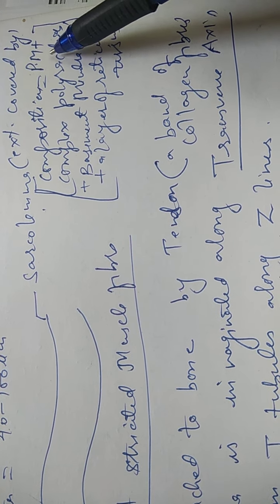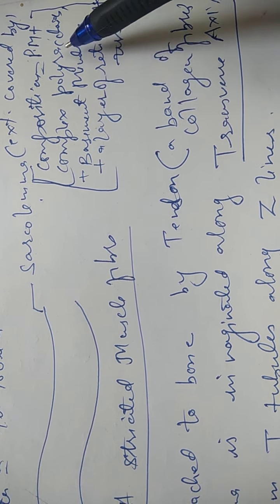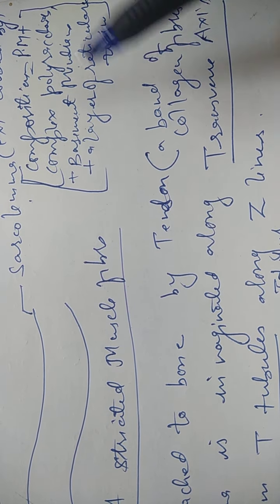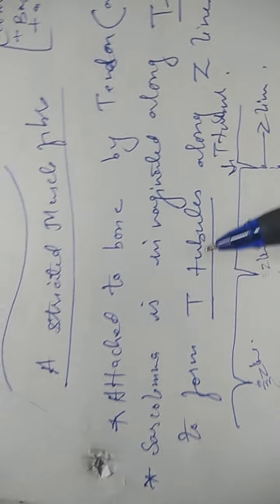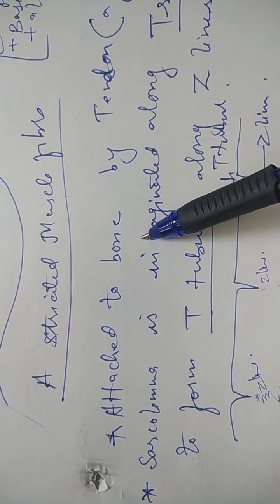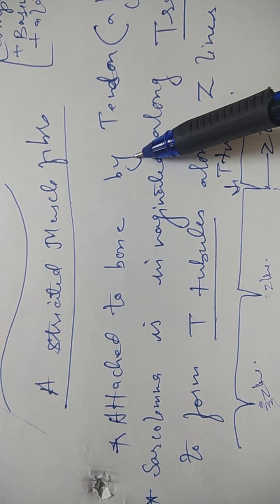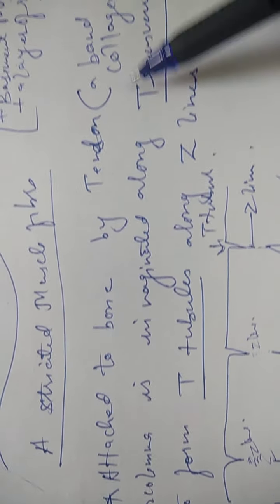Its composition is plasma membrane, complex polysaccharides, basement membrane, and a layer of reticular tissue. So this is a striated muscle fiber. Now on one side I showed you that it is attached to the bone. It is attached to the bone by tendon. What is a tendon? It is a band of collagen fibers.